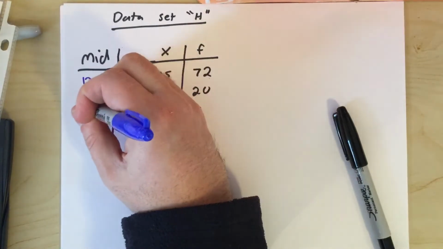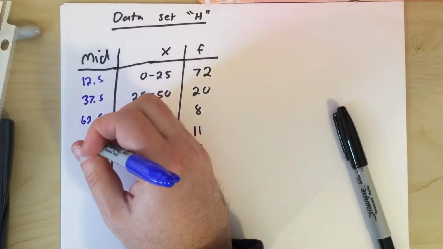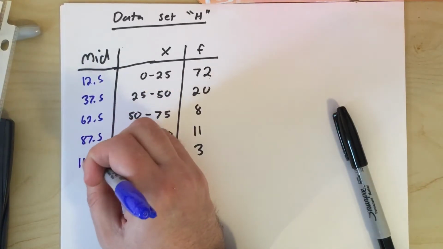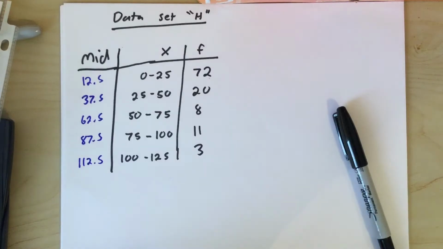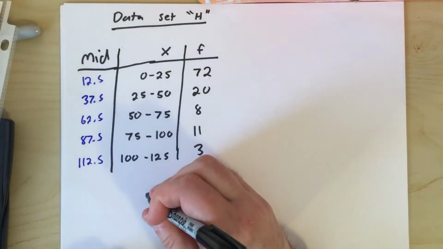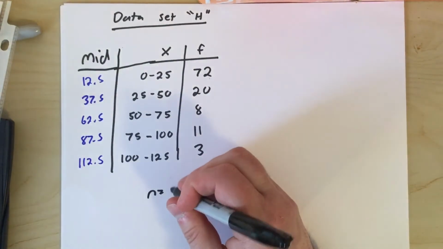So this would be 37.5, this would be 62.5, 87.5, and 112.5. Now, if we add these guys up, the n is going to be 114.